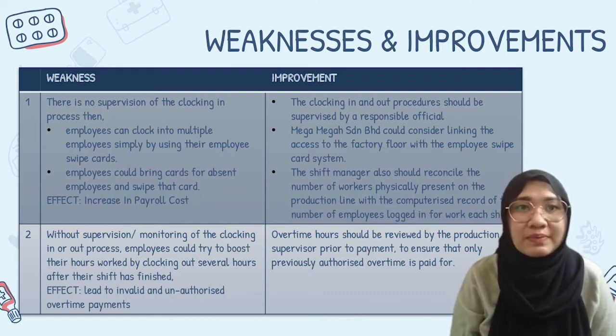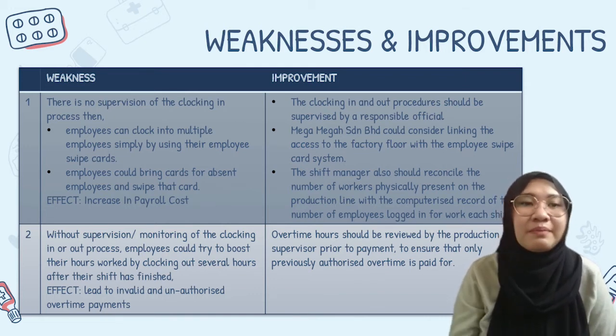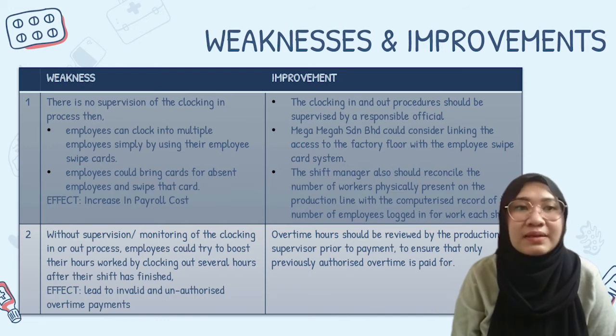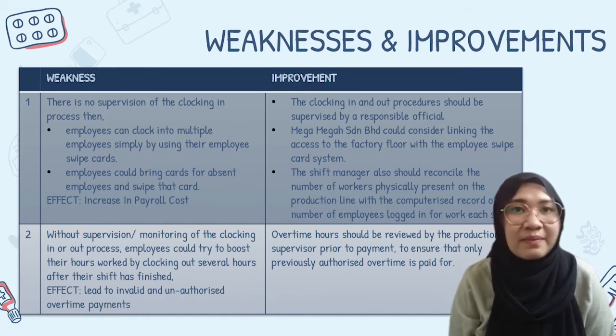For the second weakness, because there is no supervision or monitoring of the clock in and out process, employees could try to boost their working hours by clocking in several hours late after their shift finishes. By this, it will result in overtime not being authorized by a responsible official, as employees get paid for work they have not done. For the improvement, I would suggest that overtime hours should be reviewed by the production supervisor prior to payment to ensure only previously authorized overtime is paid for.